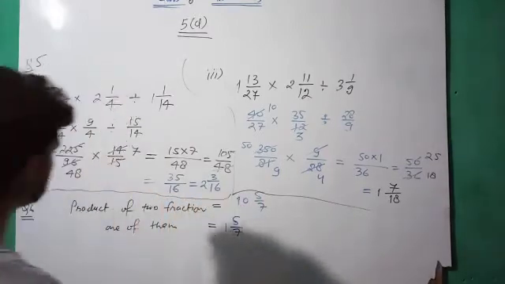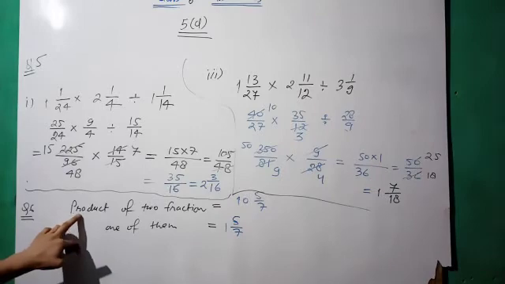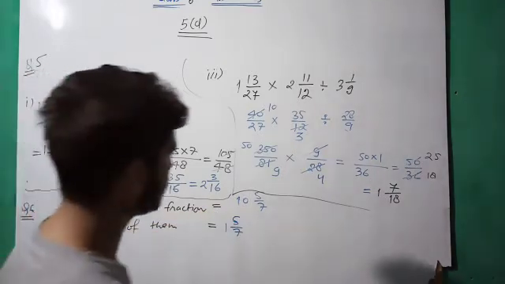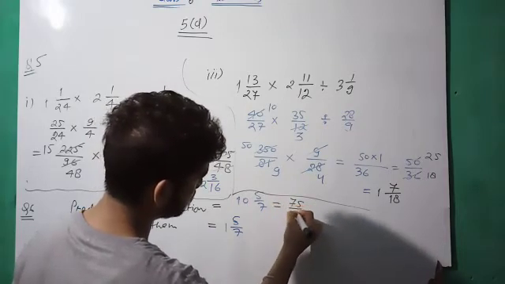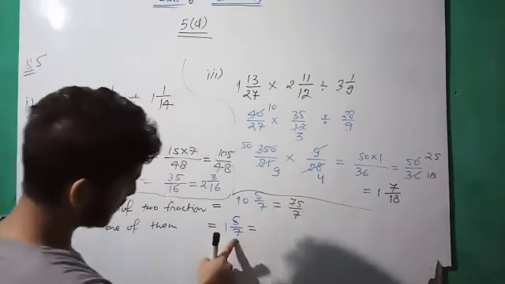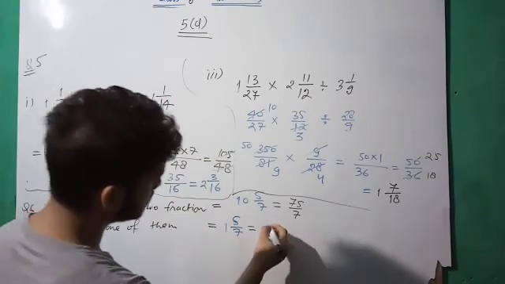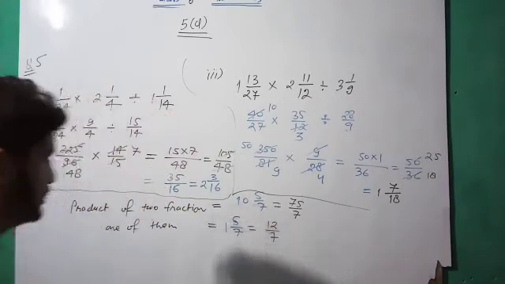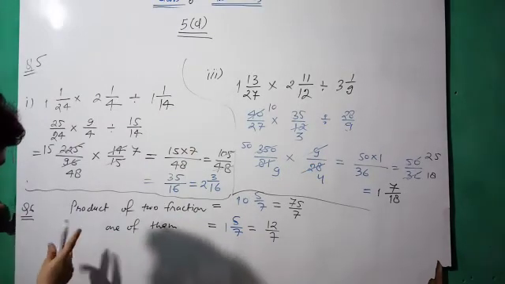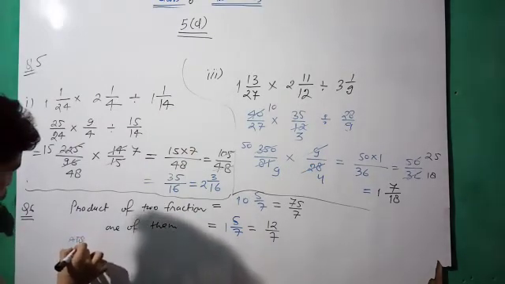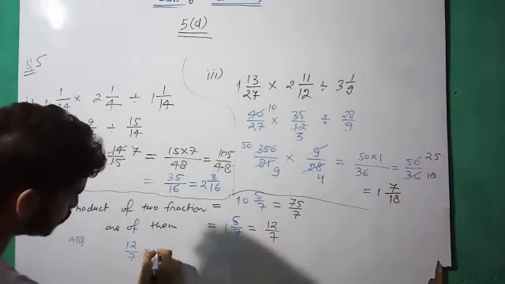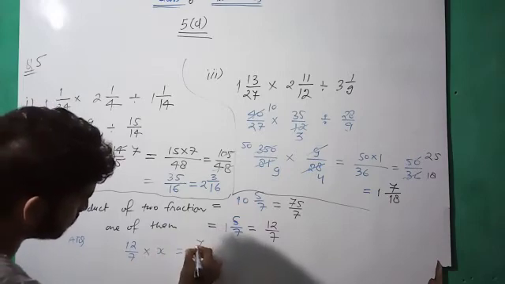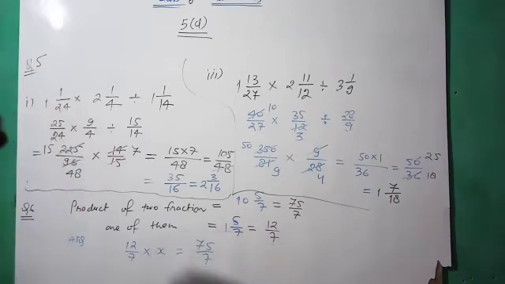Now we have question number 6. It is given in the question that the product of two fractions is 10 whole 5 by 7, that is 75 upon 7. If one of the numbers is given as 1 whole 5 by 7, that is 12 by 7, we have to find out the second number. According to the question, we have the multiplication of the first number with an unknown number, let this be x, is 75 by 7. Now we have to find out the value of x.